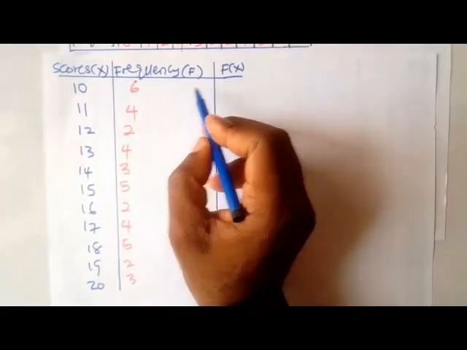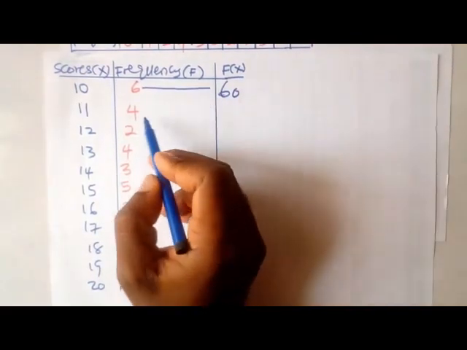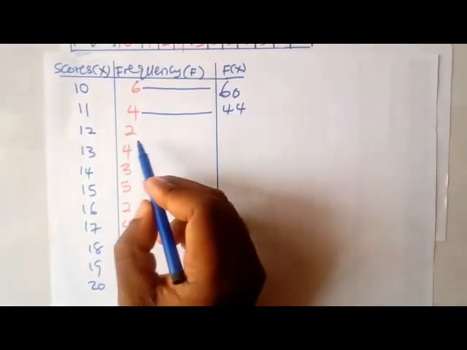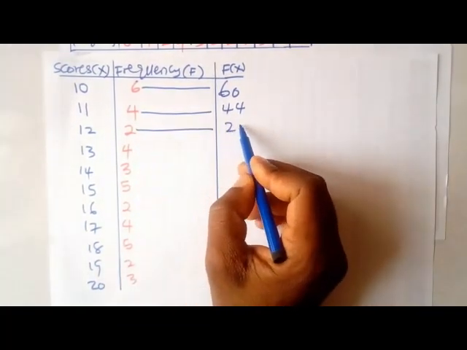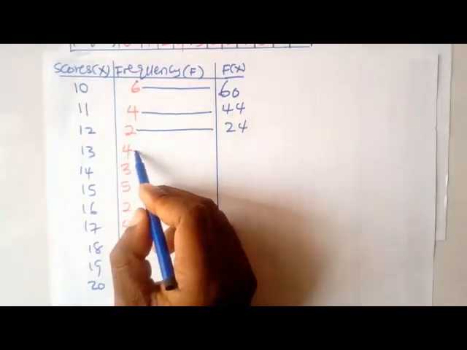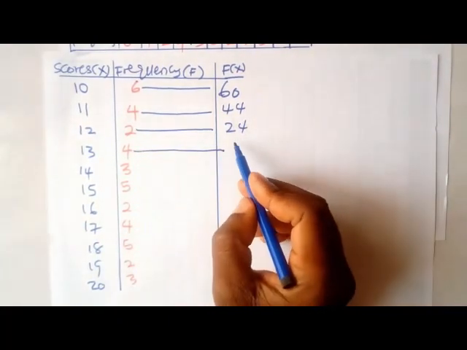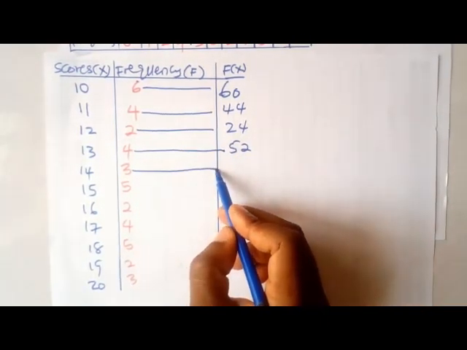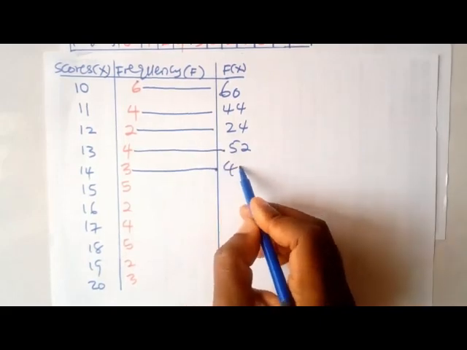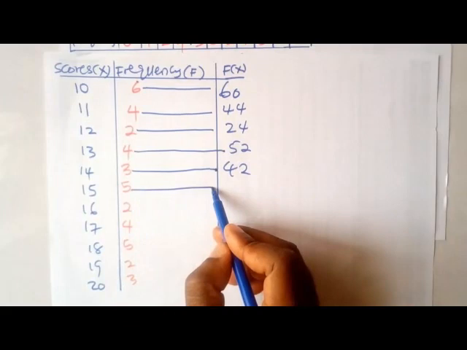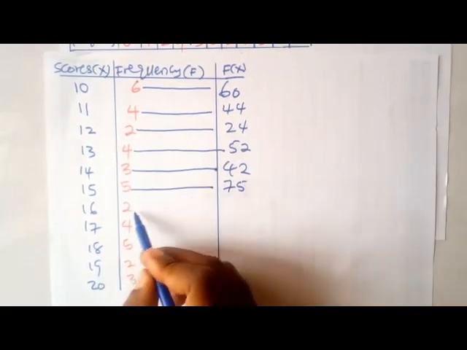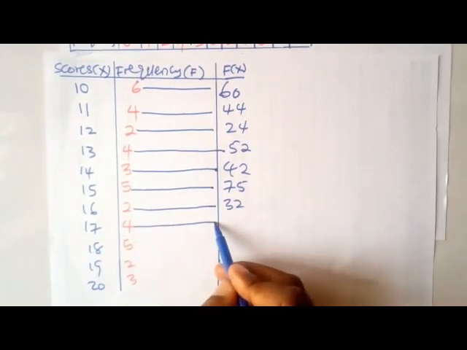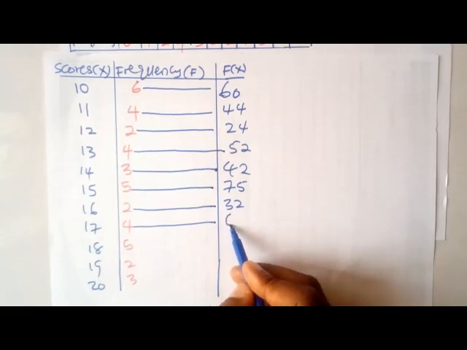6 times 10 is 60. When you multiply 4 times 11, that is 44, right? When you multiply 2 times 12, that is 24. When you multiply 13 times 3, that is 39. When you multiply 3 by 14, that is 42, right? And when you multiply 5 by 15, that is 75. And when you multiply 16 by 2, that is 32. When you multiply 17 by 4, that is 68.